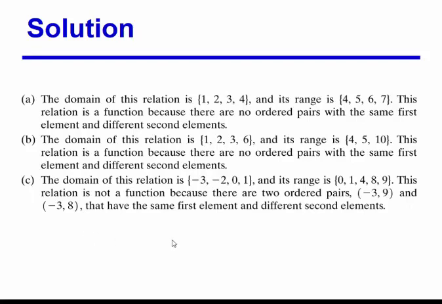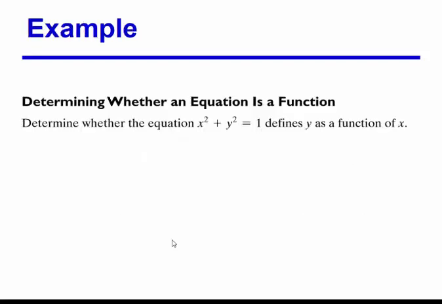Now, for letter C, the domain of this relation is -3, -2, 0, 1. The range is 0, 1, 4, 8, 9. This relation is not a function because there are two ordered pairs, (-3, 9) and (-3, 8), that have the same first element with different second elements.